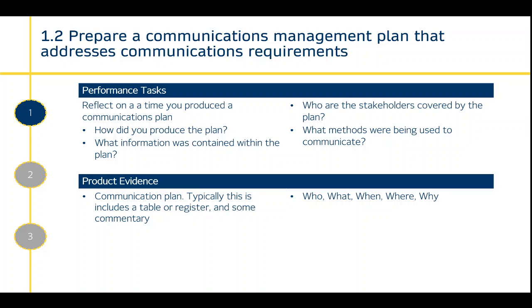So for this, reflect on a time when you've produced a communications management plan. How did you produce the plan? What information was contained within the plan? Who are the stakeholders covered by the plan? And what methods are being used to communicate? Suggested product evidence for this could include a communications plan which you have contributed towards or put together yourself. Typically this includes a table or register and some commentary. Again, the basis of this is who, what, when, where and why.